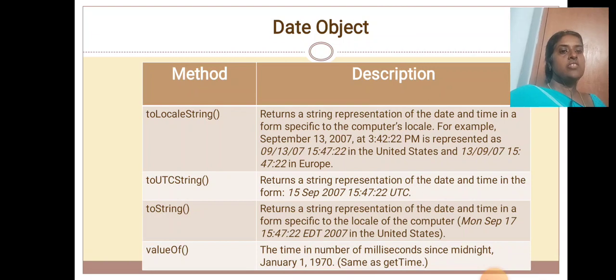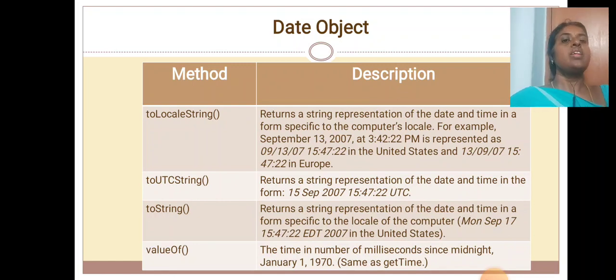toUTCString will return the string representation of the coordinated universal time, so it will display UTC timing. toString will return the value as per your local system format. The first method returns the value as per the time zone offset of the country you are using. toLocaleString will return the value as per our country. toUTCString will return the value as per universal timing. toString will return the value as per our system setting.